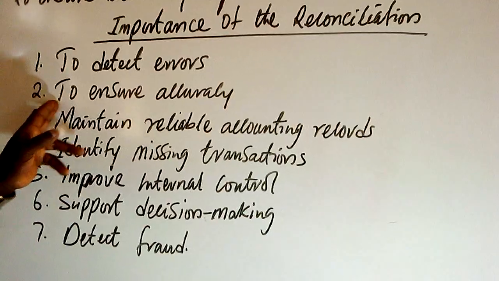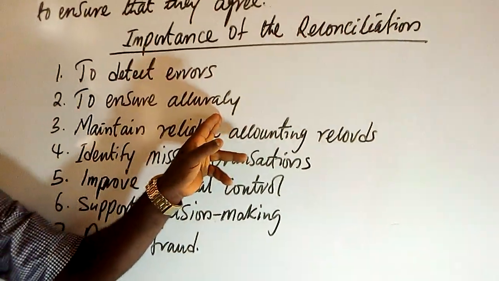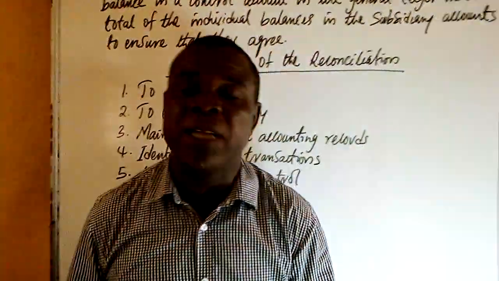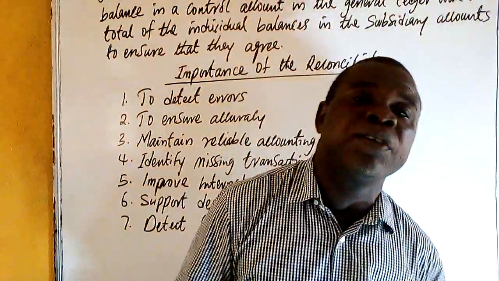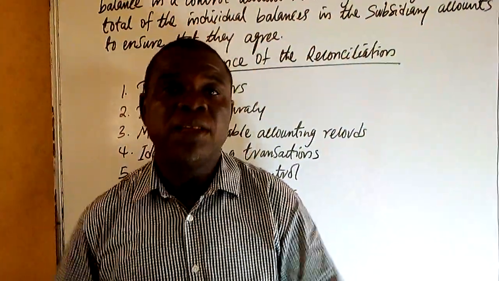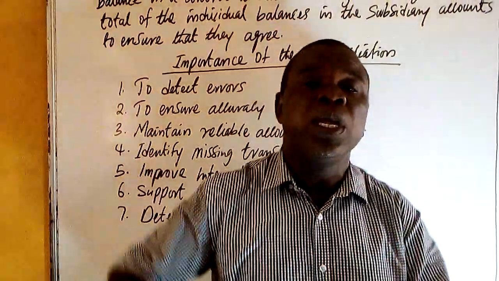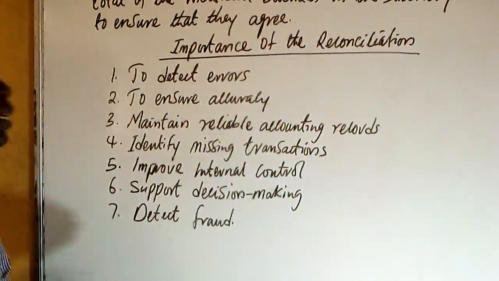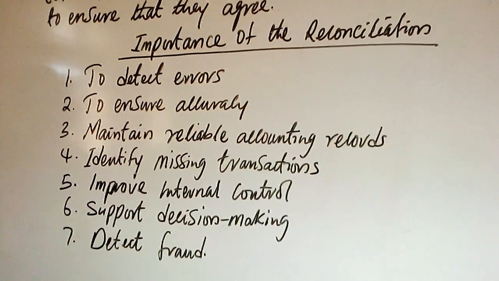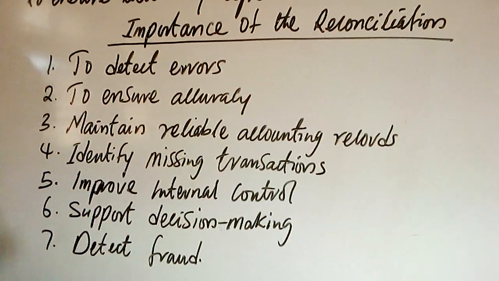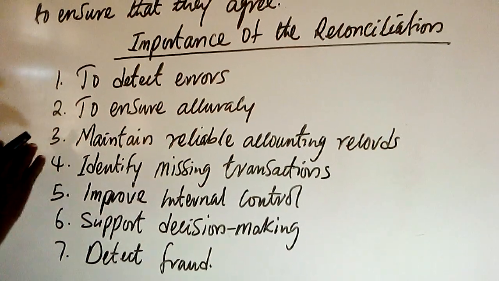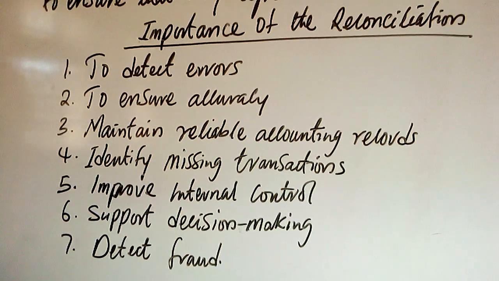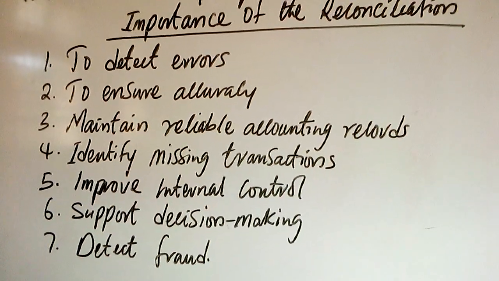Then next, to ensure accuracy. Just like a trial balance, if double entry transactions are posted, a trial balance is prepared to test the accuracy of all the records in the ledger. So if a control account reconciliation is also prepared, such accuracy will be determined, because when the two balances disagree, then you know that there's lack of accuracy. That is why it helps to ensure accuracy in the transactions that flow between the control account and the subsidiary books.